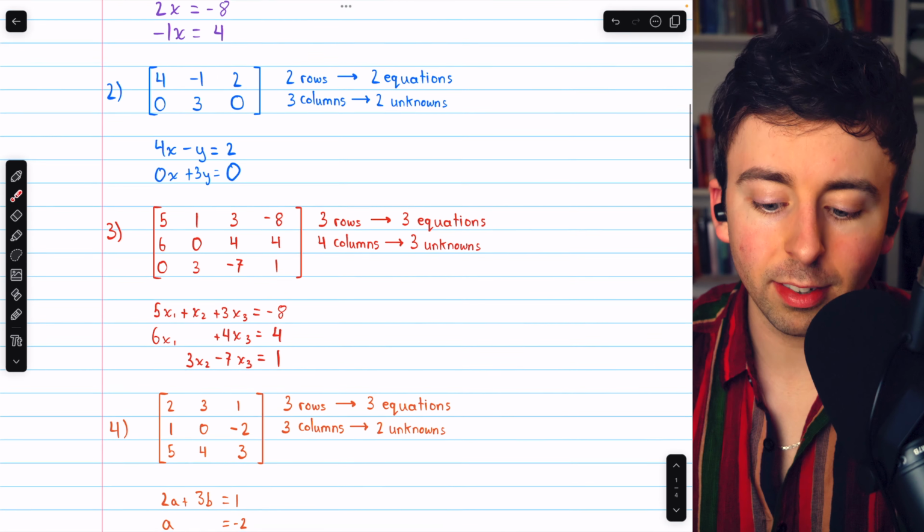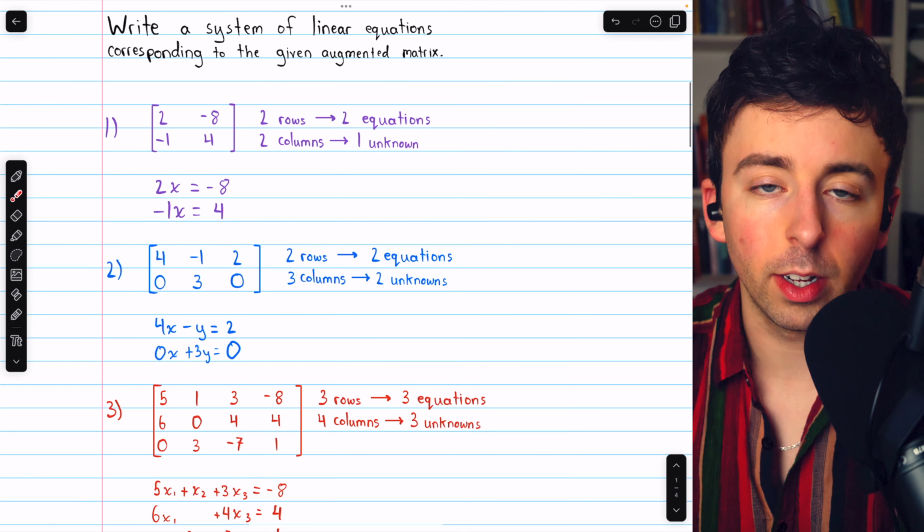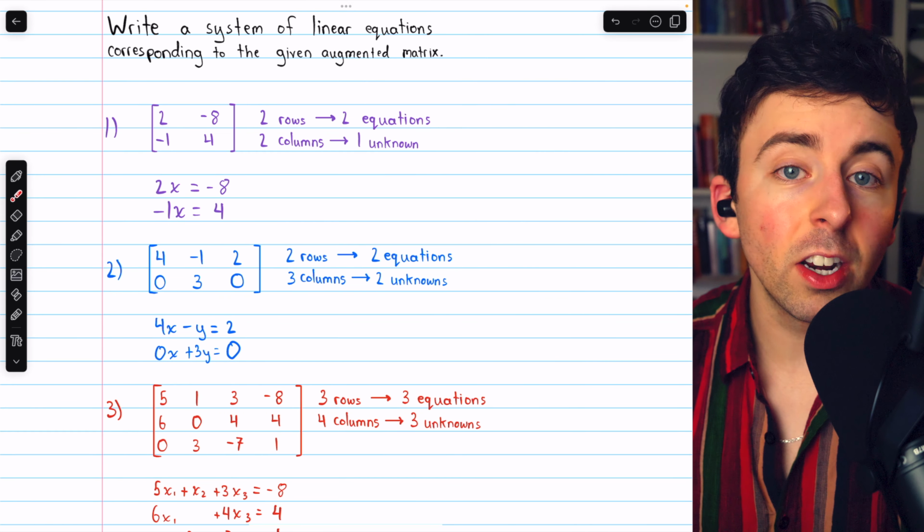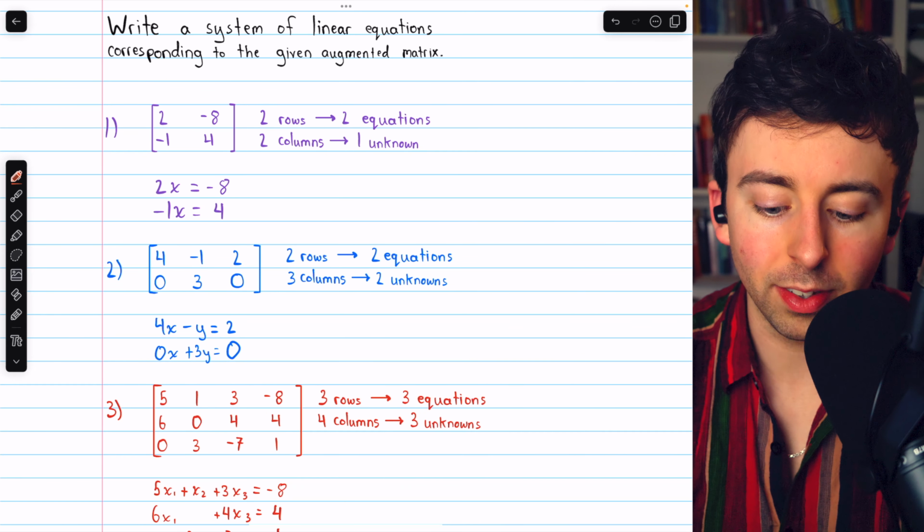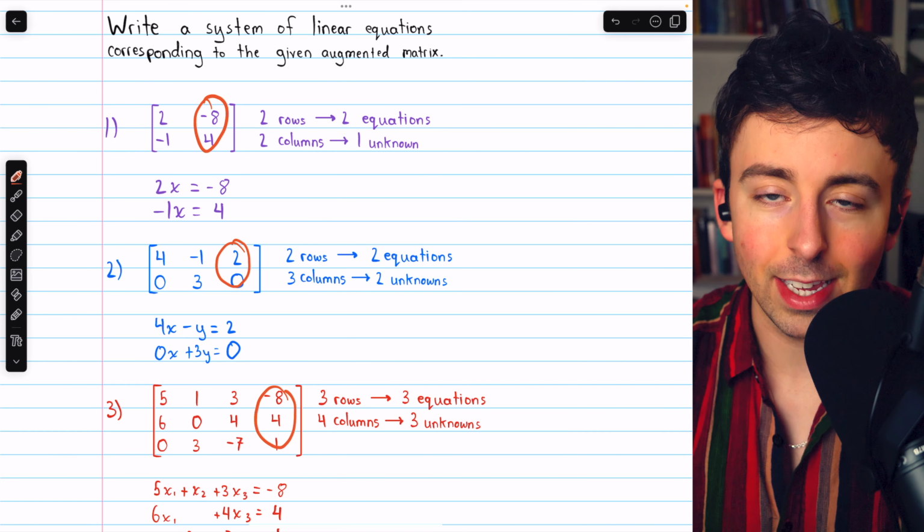And that's how to write the system of linear equations that corresponds to an augmented matrix. Note that in all of these examples, there was a column representing the constants.